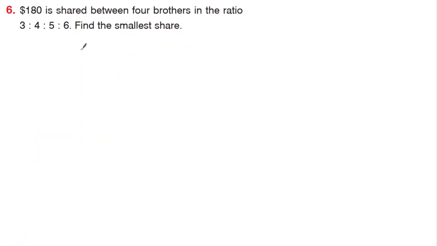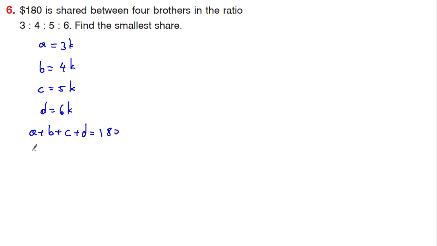$180 is shared between 4 brothers in the ratio 3 to 4 to 5 to 6. Let's say the first brother is A. He will get 3 parts. So let's say that part is K, so he will get 3K. Brother B would get 4 parts, 4K. Brother C would get 5 parts, 5K. Brother D would get 6 parts, 6K. If I add up all of these, this would be the total amount of the money that these brothers will share.